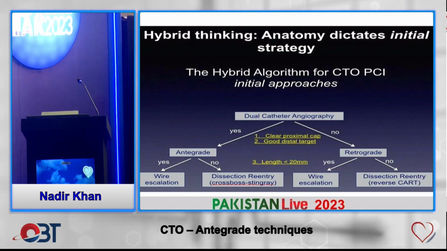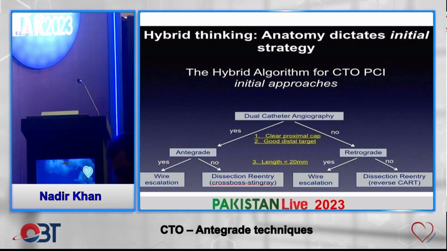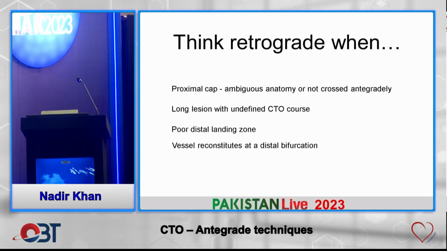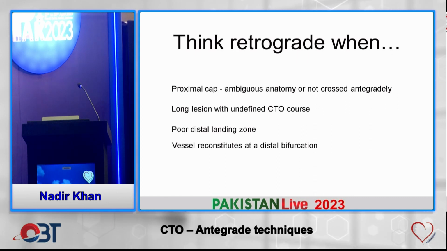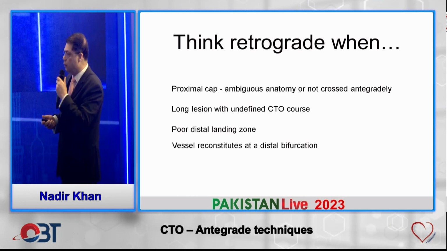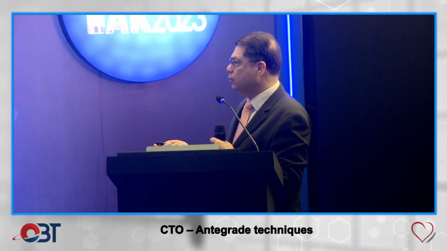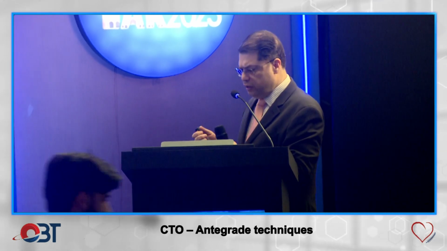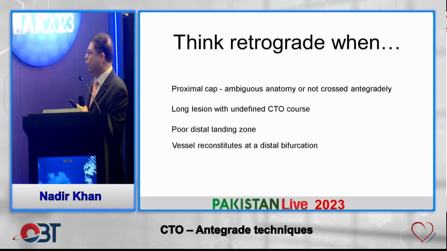And if the lesion length is more than 20 millimeter, again, these are the three things that will tell us whether we go antegrade or retrograde. So again, the same thing: the proximal cap is ambiguous, and there is a long lesion in the CTO course, greater than 20 millimeter. The distal landing zone is not good, and the vessel has a distal bifurcation. All these conditions will lead us to think of going retrograde.